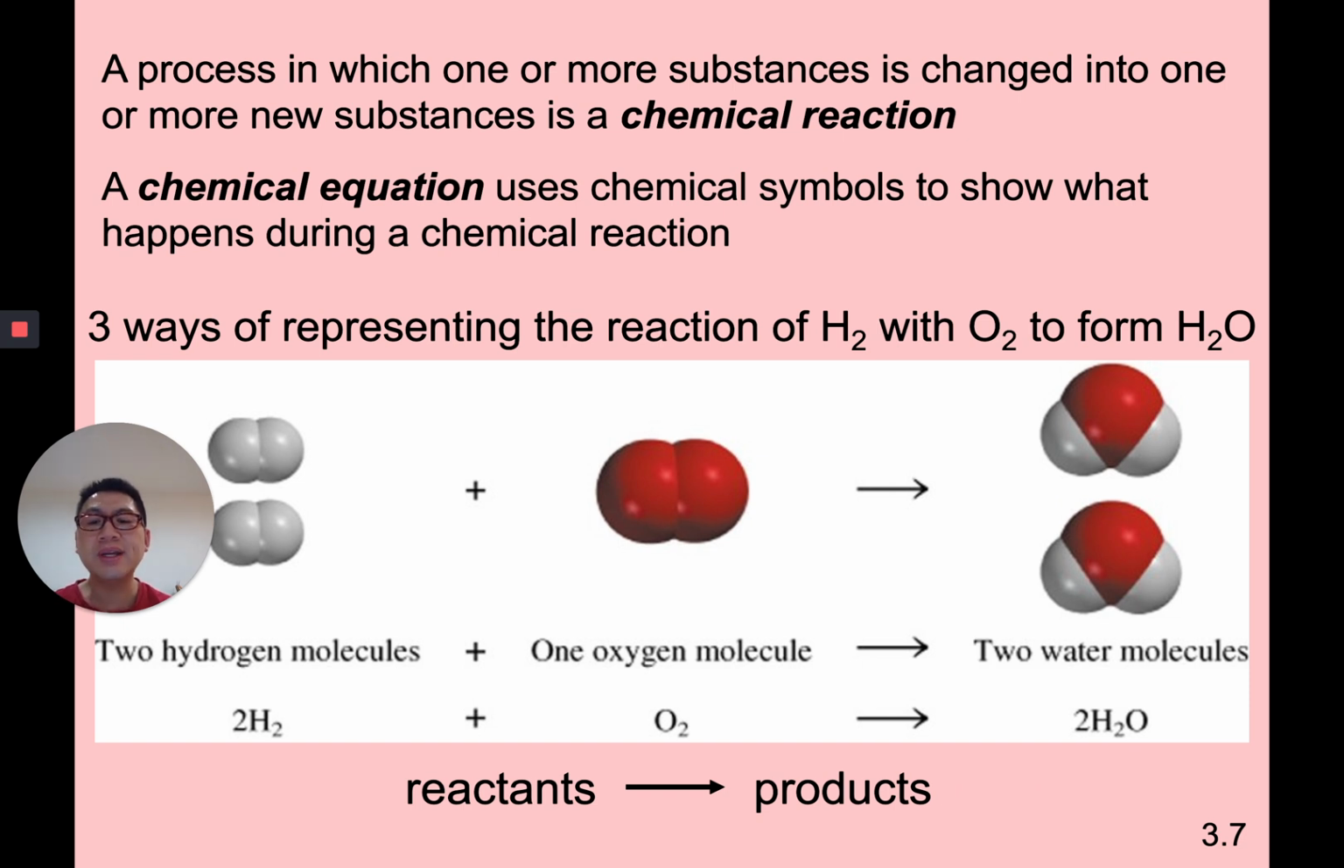So in chemical reactions, we always have an arrow that separates the reactants on the left side from the products on the right side. Reactants on the left side, products on the right side. So you should be able to tell, if I have an arrow, the stuff on the left are the reactants, and the stuff on the right are the products.